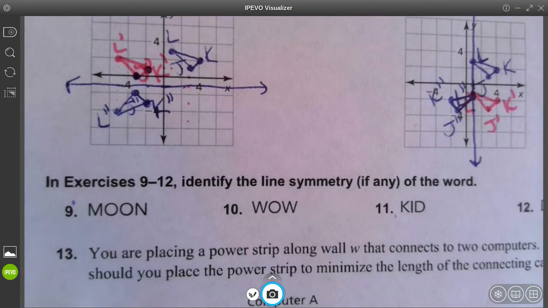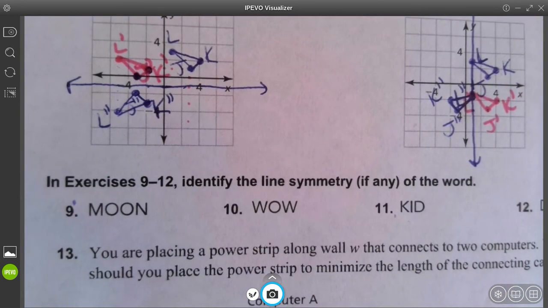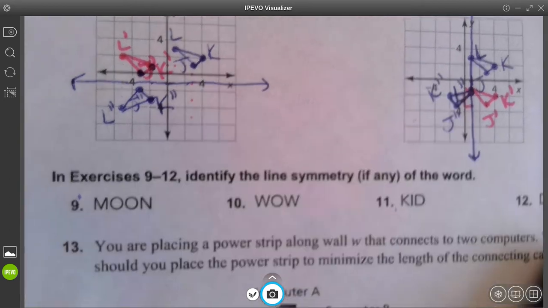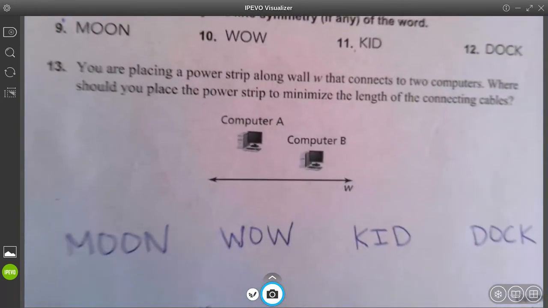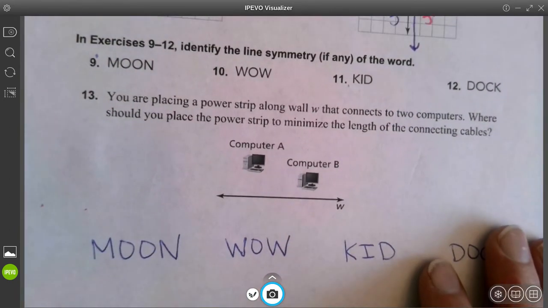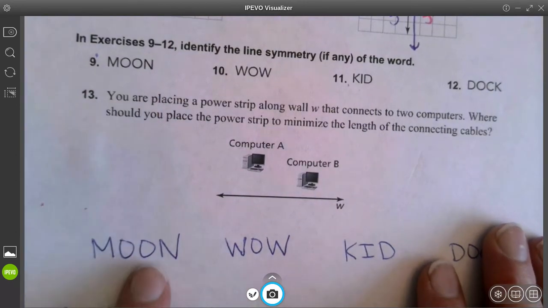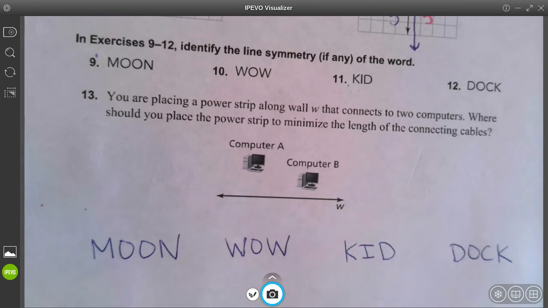All right, in exercises 9 through 12, identify the line of symmetry. Remember, the line of symmetry is where we could fold the figure, so when it folds completely on top of itself. I went ahead and made these words a little bit bigger because they're kind of small on the paper. So first we want to ask ourselves, is there anywhere we could fold the word moon so it would be symmetrical and it would fold on top of itself?